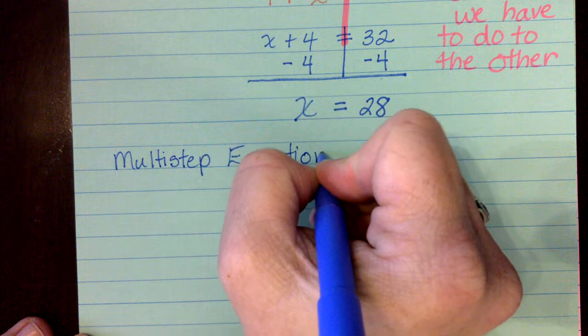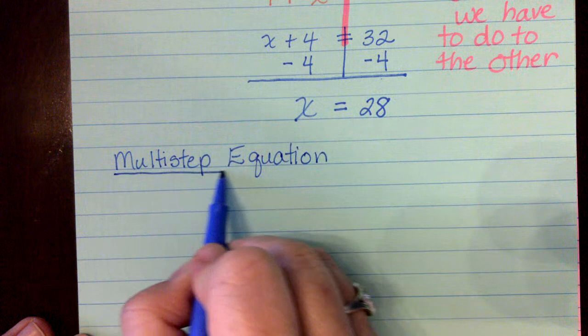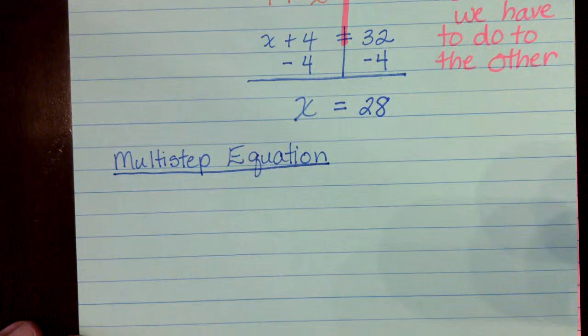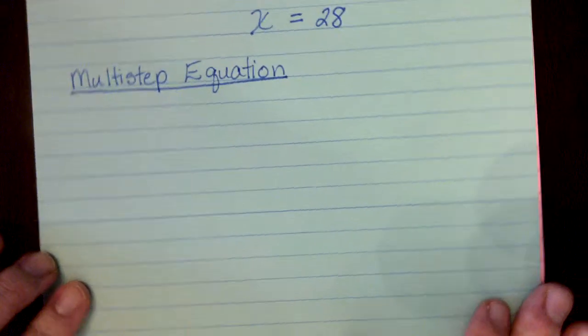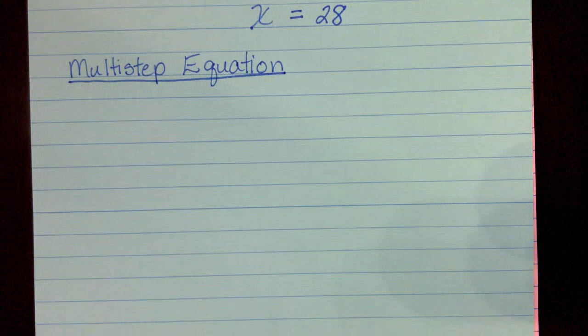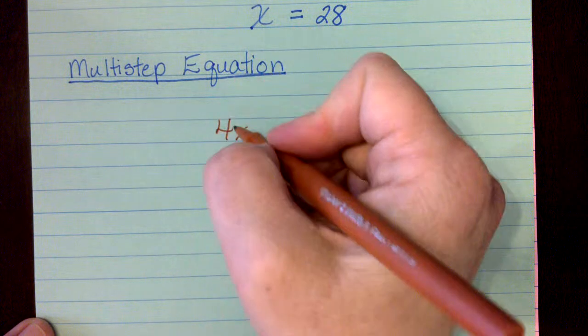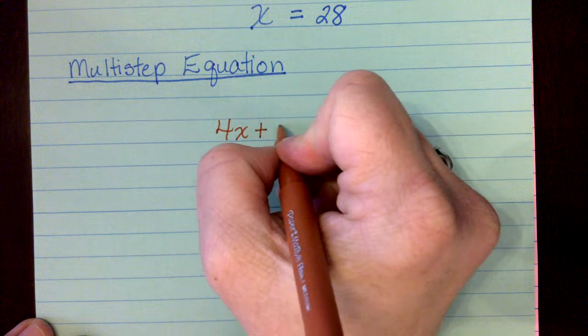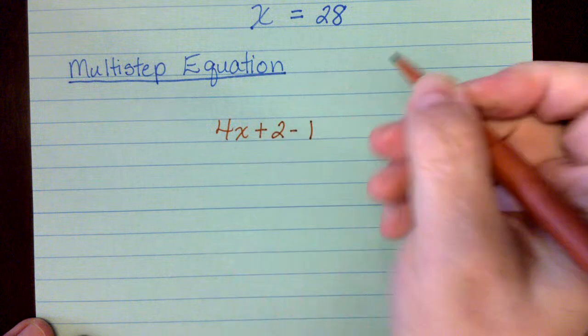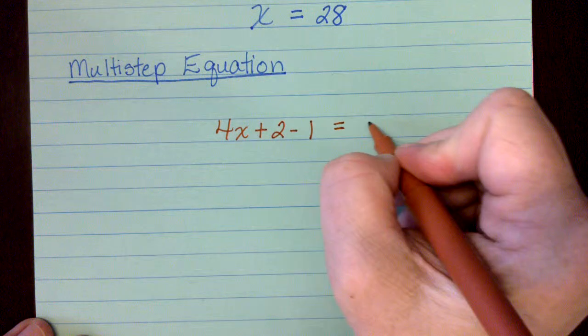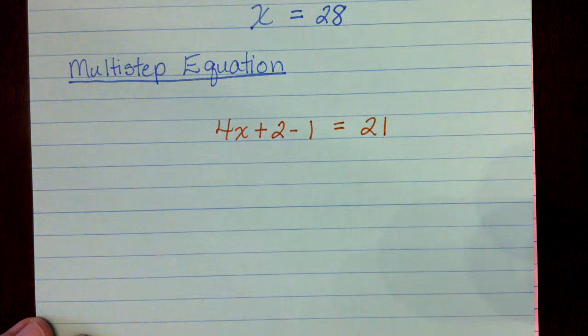And the way we're going to work this is actually going to be the opposite of our GEMDAS. We're actually going to do the addition and subtraction, then we look at the multiplication. So let's take, for instance, 4x plus 2 minus 1 equals 21.